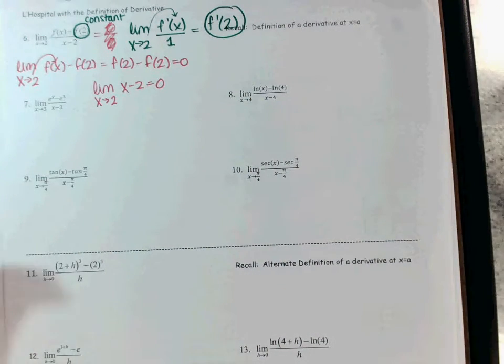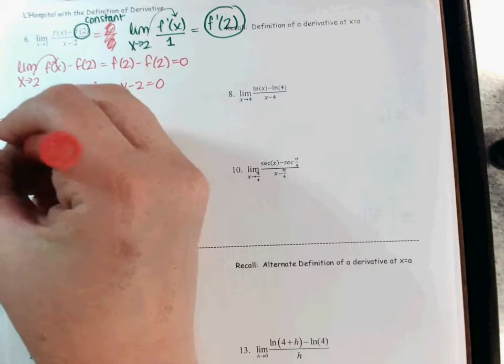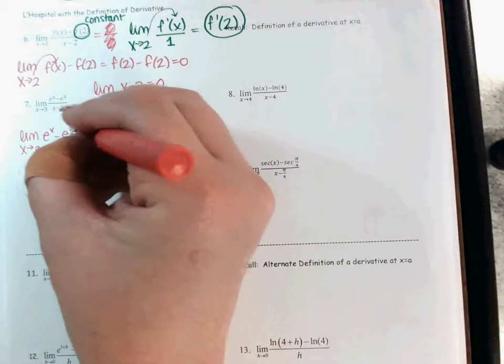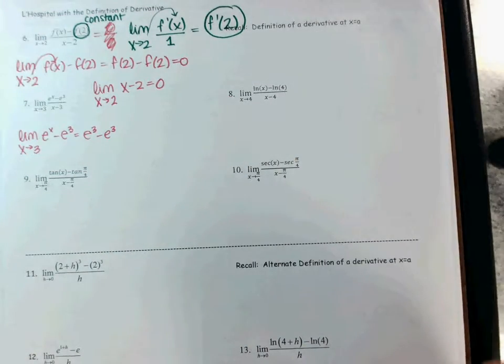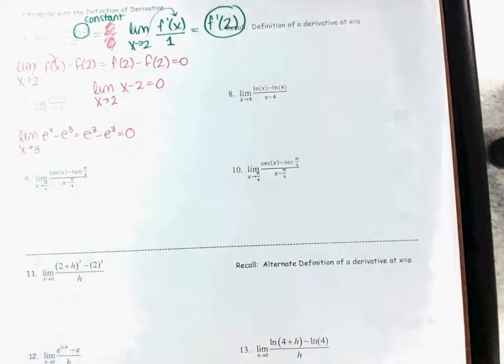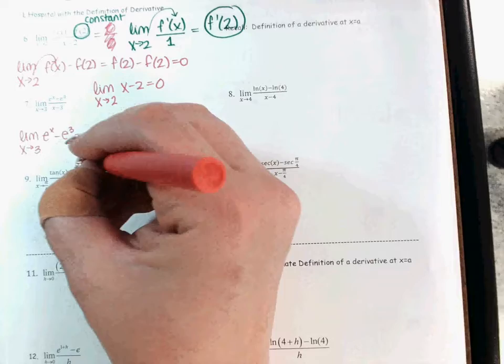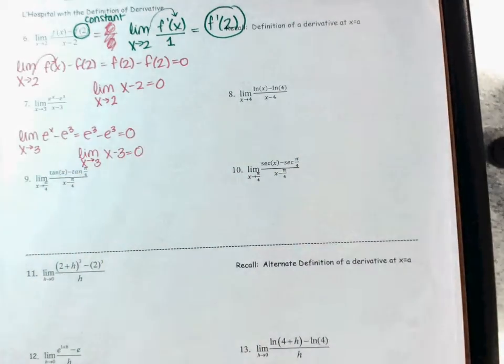Go to number 7. Okay, I want to plug in 3. That's my first step. I plug in 3 on the top. X approaching 3 of e to the x minus e to the 3 becomes e to the 3 minus e to the 3. Which is what? 0. I plug it in on bottom. The limit as x approaches 3 of x minus 3, well, that's 3 minus 3, which is 0.